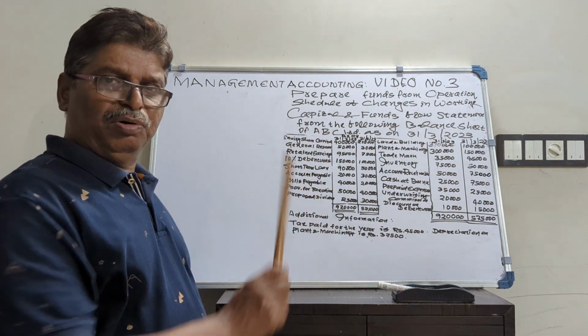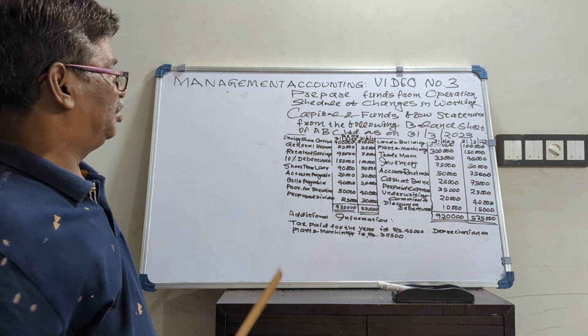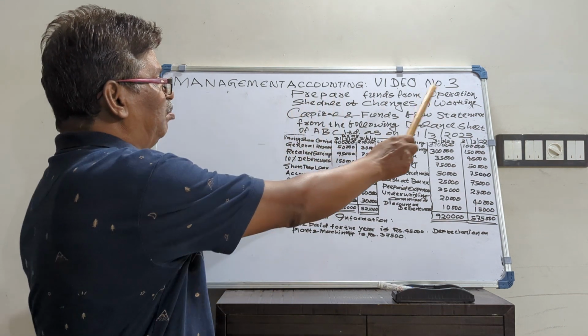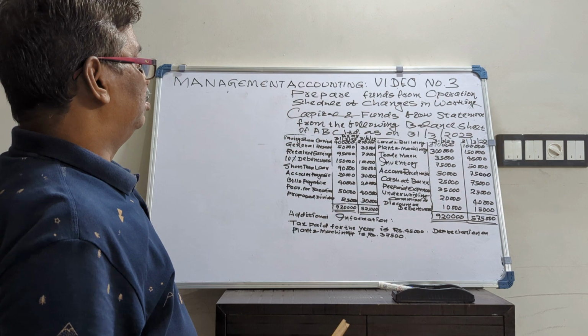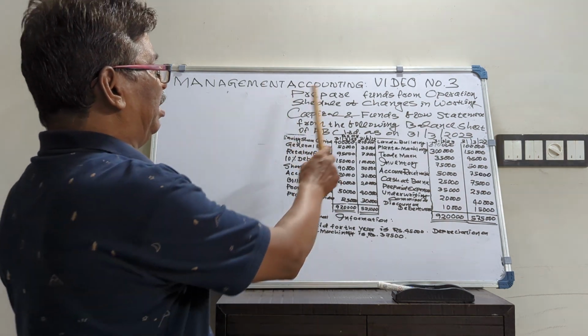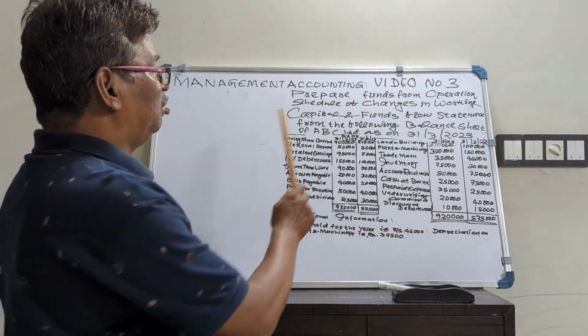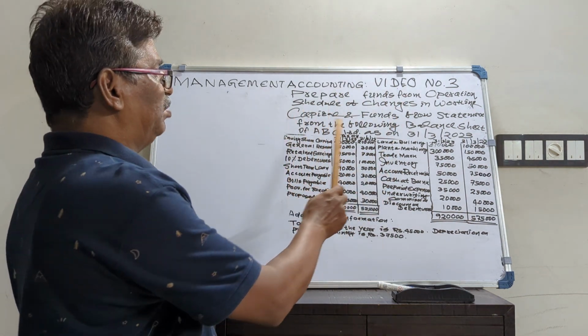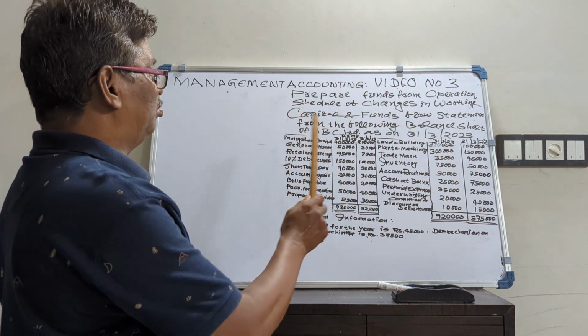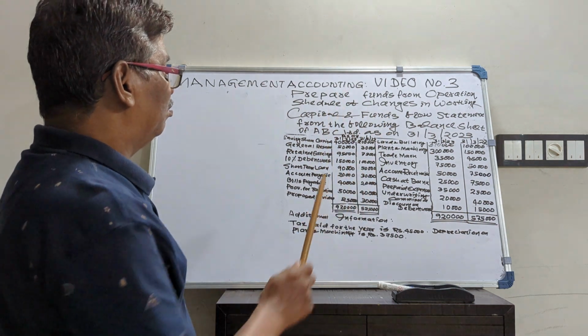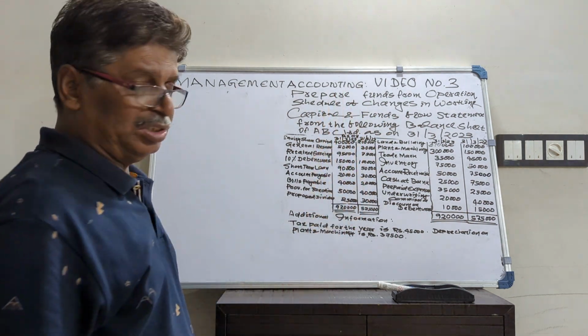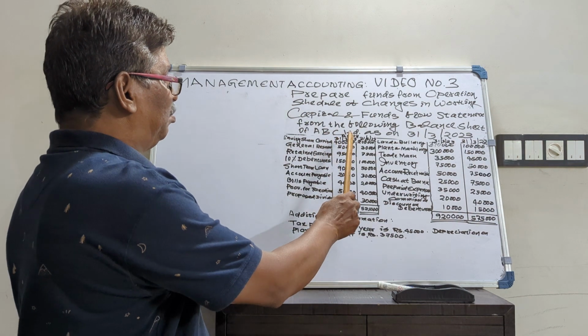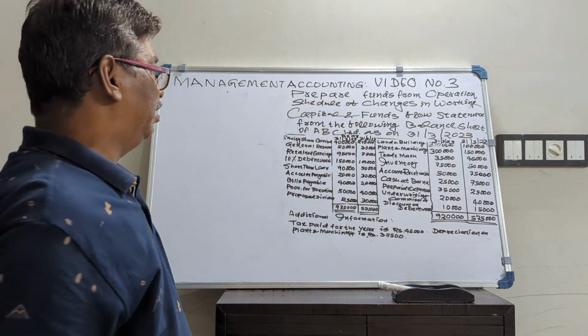So we have one problem, and we have to solve it. Prepare the fund flow statement, that means prepare funds from operation, schedule of changes in working capital and fund flow statement from the following balance sheets of two dates of ABC Limited. One is 31st March 2022, another is 31st March 2023.